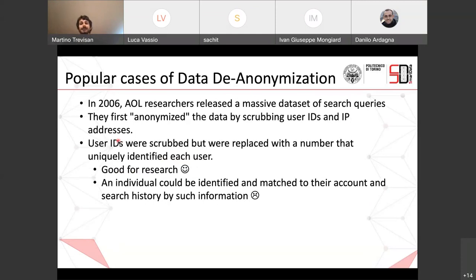Another popular case is about America Online, which was a very popular search engine. Maybe you don't remember, I do.